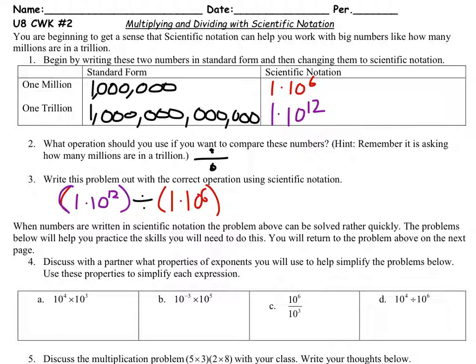And this is how we would figure this out. And yes, some of you guys already figured out that it would be 1 times 10 to the 6th. That's how many millions are in a trillion. And so this would be 1 million millions in a trillion.